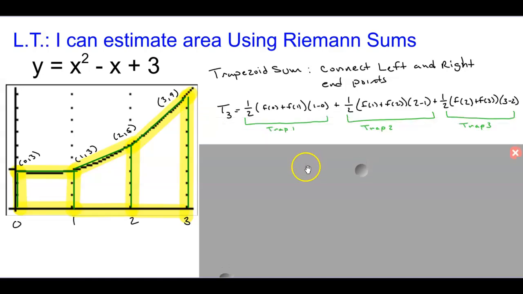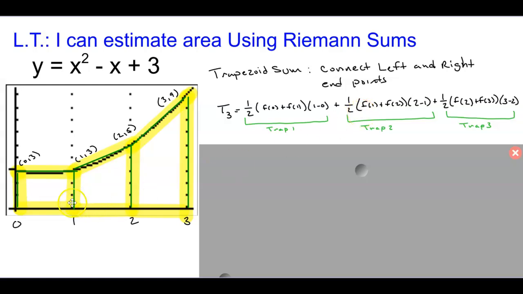So what we're going to do is set up the T3. I've got 3 trapezoids. Trapezoid 1 is 1/2 base 1 plus base 2 times the height. So let's look at that. Base 1, remember base 1 is the height. So that's going to be f of 0 or 3. And base 2 of the first trapezoid is f of 1, which is also 3. And then the height is, remember, height doesn't mean how tall it is. Height is the distance between the bases from 1 to 0.